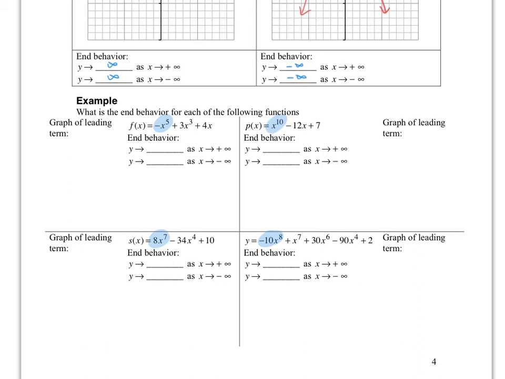Well, since this is odd and the leading coefficient is negative, as x goes to infinity, this goes to minus infinity, and this will go to infinity. Remember, the graph looks like this.